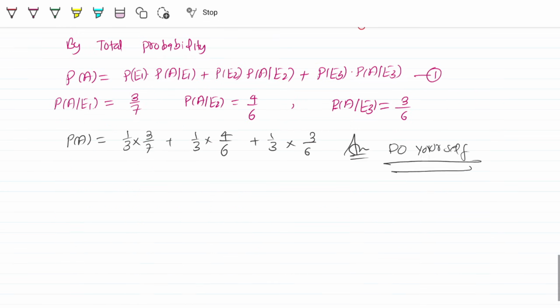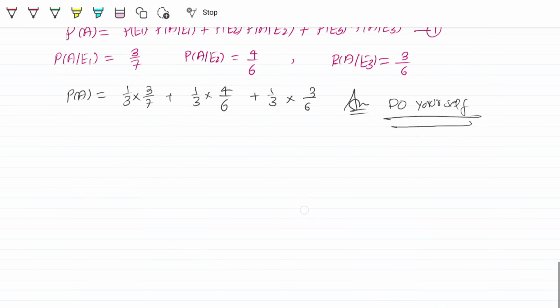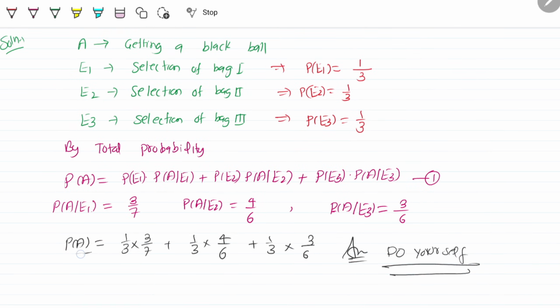What is Bayes theorem? See, Bayes theorem is just a little extension of total probability. In Bayes theorem, they ask that requirement. So for example, here you wanted black balls, but they will ask, I want the black ball from the particular bag, either from bag 1 or from bag 2 or from bag 3. Through questions I will tell you, because when we solve the problems, then only 100% clarity comes.